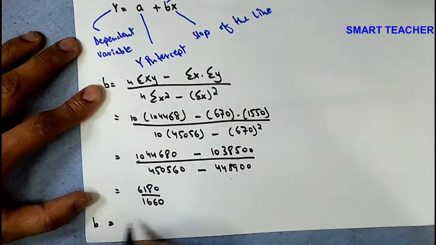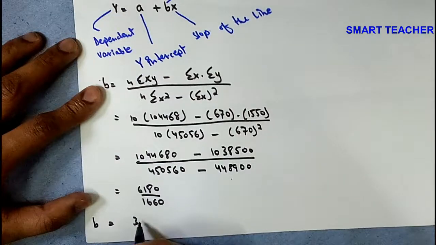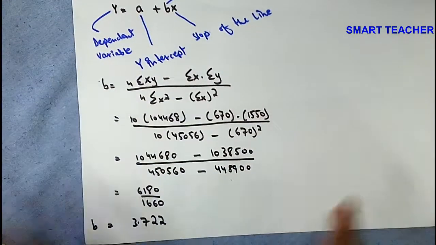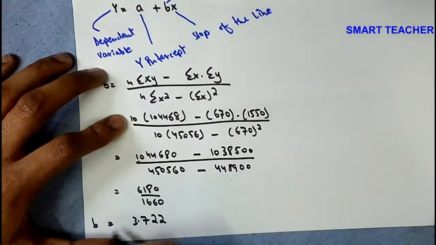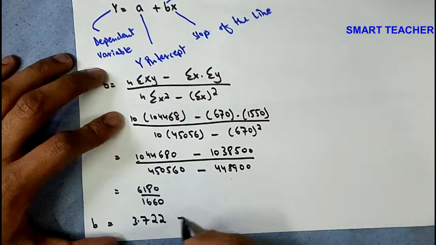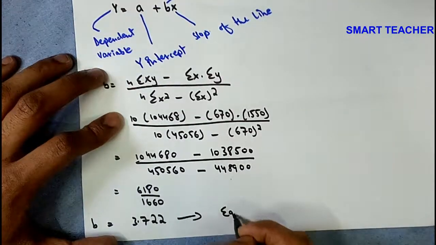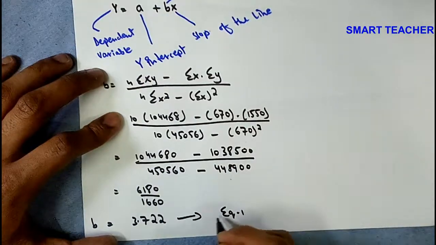The answer of b is roughly 3.722. Now give this b answer the name equation 1.